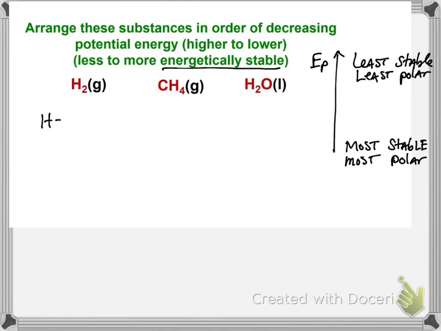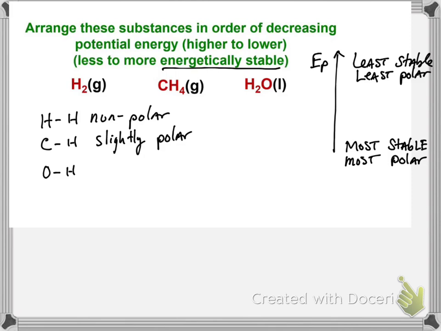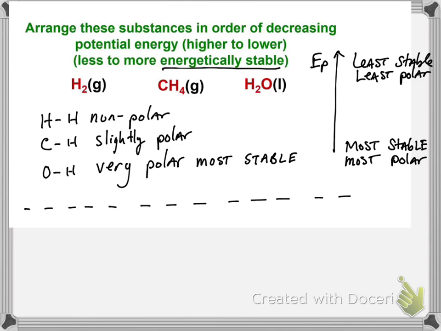So when we look at these three molecules and the bonds associated with these molecules, we have a nonpolar bond, which is HH. We have a slightly polar bond, which is CH. And then we have a very polar bond, OH. So the most stable would be the most polar under this model, and we would pick OH to be the most stable. If we were to want to rank these graphically based on potential energy, it would look like this.